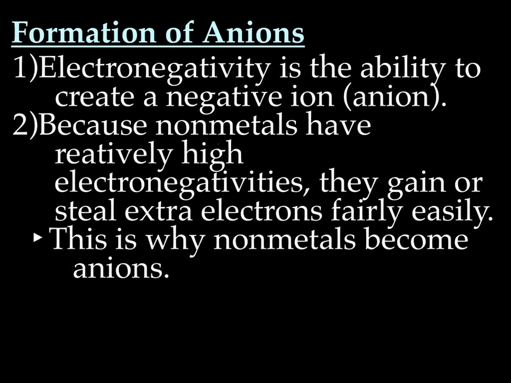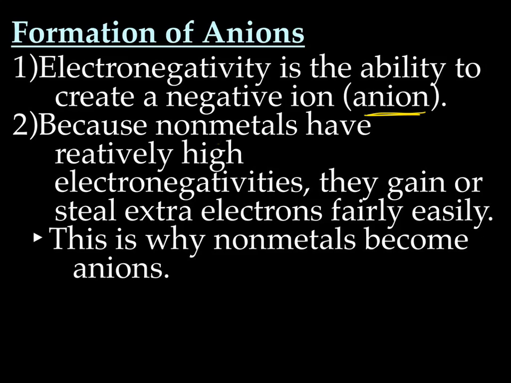Okay, folks, I know this was a long one, but this is the last topic. Formation of anions. So recall, electronegativity is the ability to steal electrons. Get extra electrons, you have a negative charge, you're called an anion. So if you think about the trend going across the periodic table from left to right, the electronegativity, or the ability to steal electrons, increases. And the nonmetals are on the right side of the periodic table. So nonmetals have relatively high electronegativities, which means they're pretty good at stealing electrons.